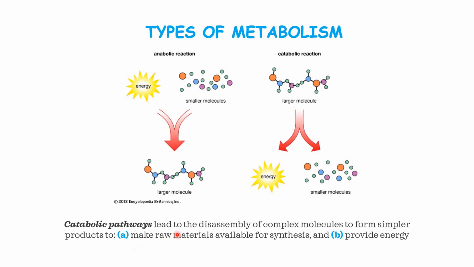To, number 1, make raw materials available for synthesis. Say, these smaller molecules, they can be used already. They can actually be used as raw materials for synthesis. Perhaps they can be turned into some other molecule apart from this, or they can be formed into other molecules, and so on. And then next one is they can provide energy. Catabolic reactions, they provide energy.